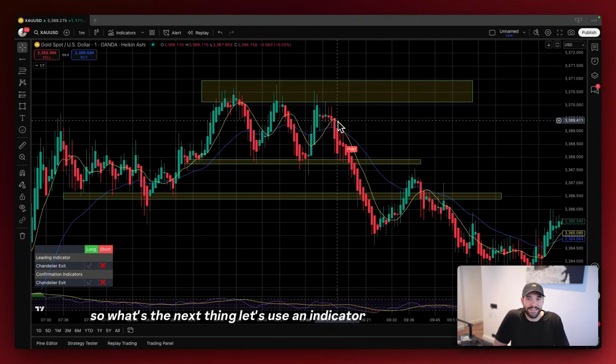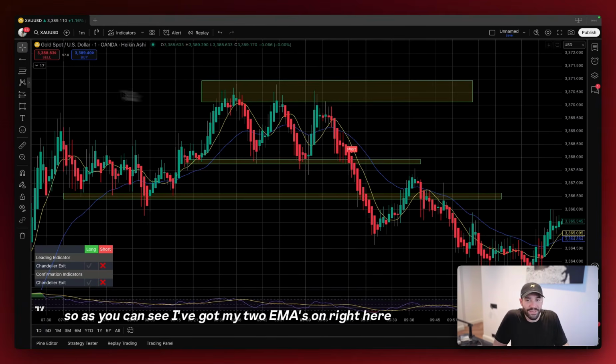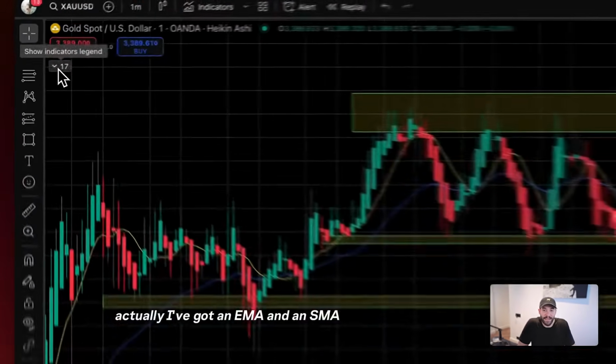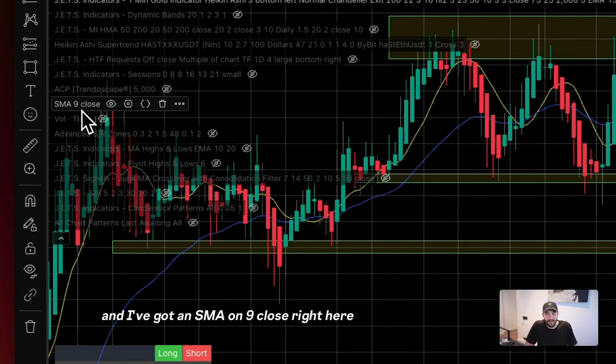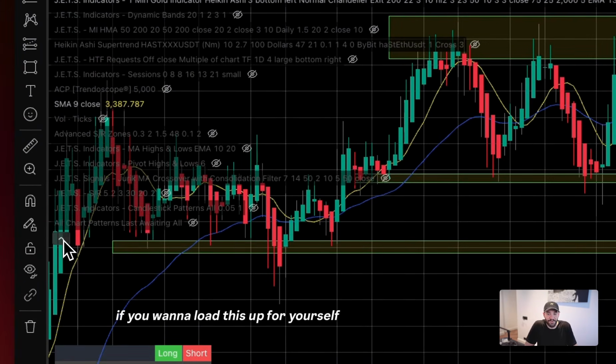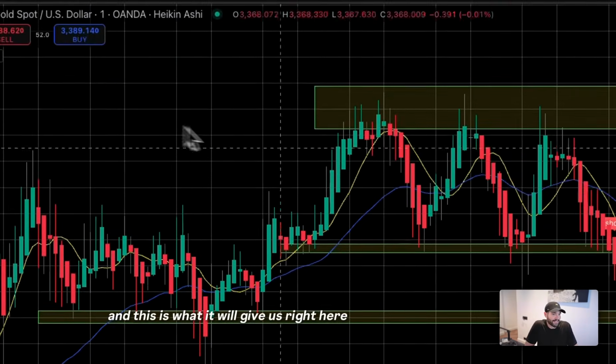So what's the next thing? Let's use an indicator. Let's use two indicators. As you can see, I've got my two moving averages on right here. Actually, I've got an EMA and an SMA. I've got an EMA at 30 close here, and an SMA on 9 close right here if you want to load this up for yourself. And this is what it will give us right here.